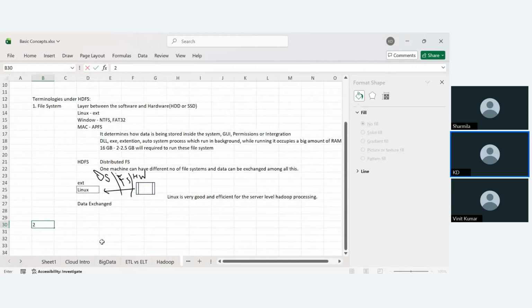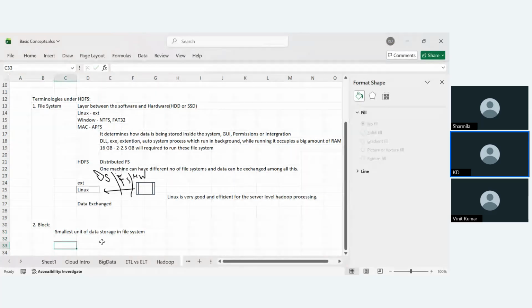The second thing that comes is block. So what is a block? A block is known as the smallest unit of data storage in a file system. Now, let's say you are using NTFS or FAT32. Basically the block size over here is 4 KB.